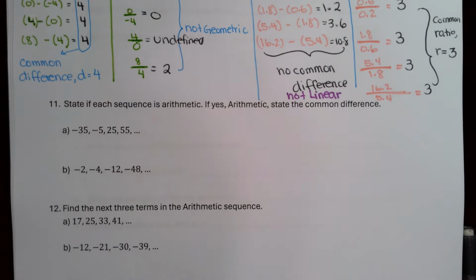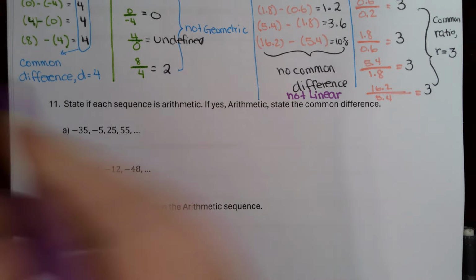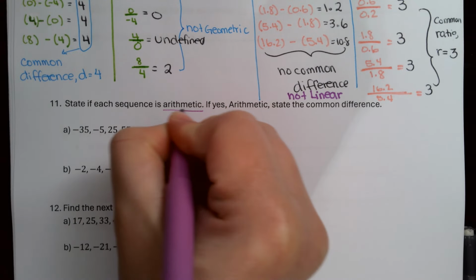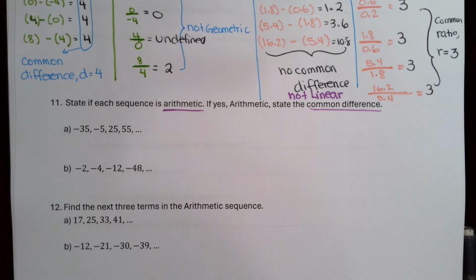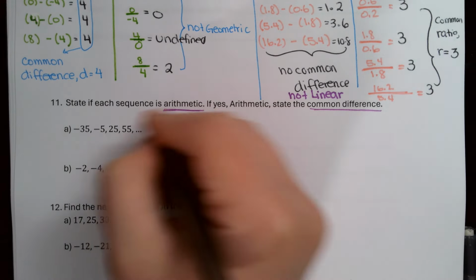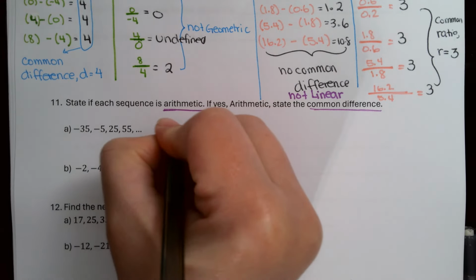Okay, moving on. State if each sequence is arithmetic. If yes, state the common difference. Okay, so now the difference between what we were asked and what we are being asked is they are asking only for one specific thing. Is the sequence arithmetic? What is the common difference? So I only need to do my arithmetic test, which is right minus left, right minus left. I don't have to do geometric test here. It's not asking for geometric.